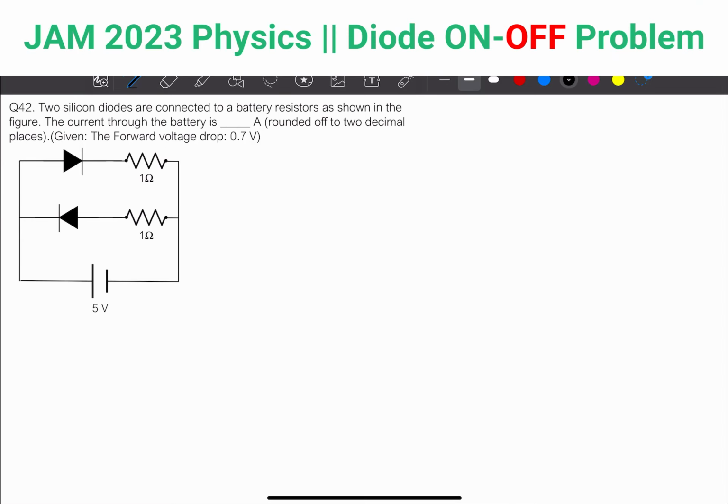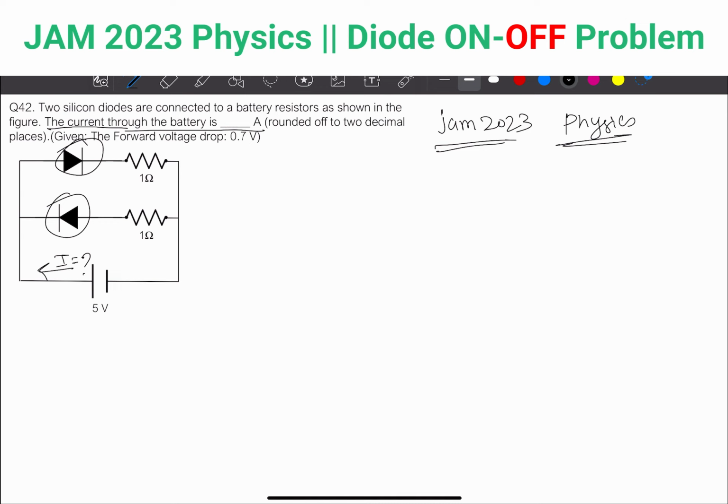So here we have a question from JAM 2023 Physics. This question is considered from the diode, and what they need is the current through the battery, that means this value.